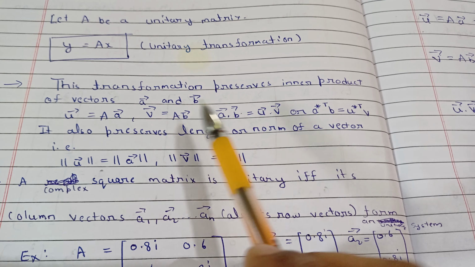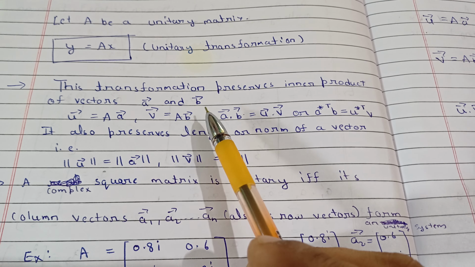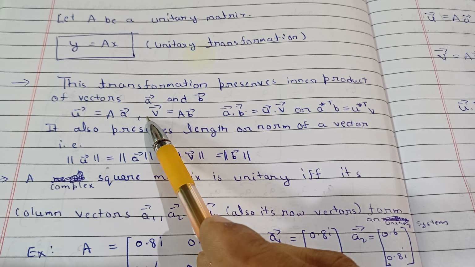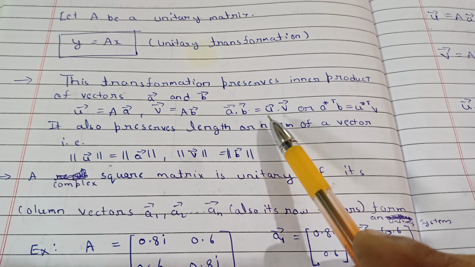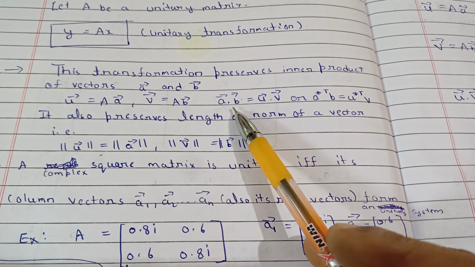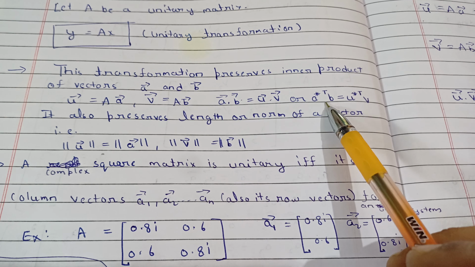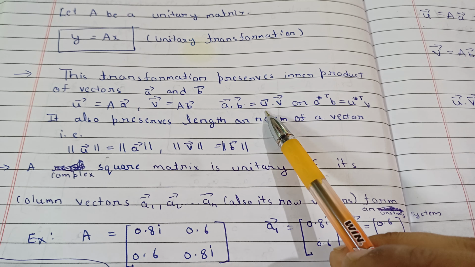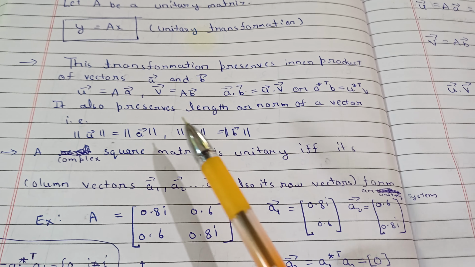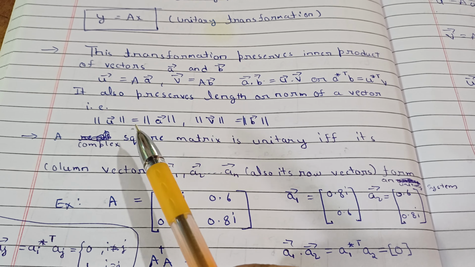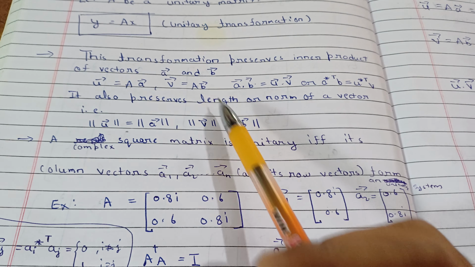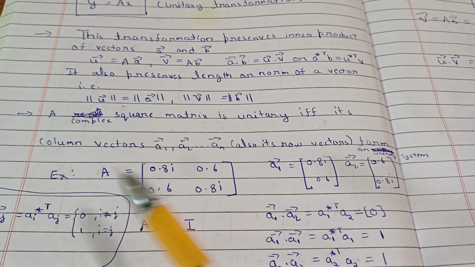Here also it preserves the inner product of vectors a and b. First you get the transformation of a as u and of b as v, then the inner product of a and b will remain the same as u dot v. And you check this inner product as a conjugate transpose b, and as u conjugate transpose v. It also preserves the length or norm of the vector: the length of u remains the same as a, and the length of v remains the same as b, just like in the orthogonal case.